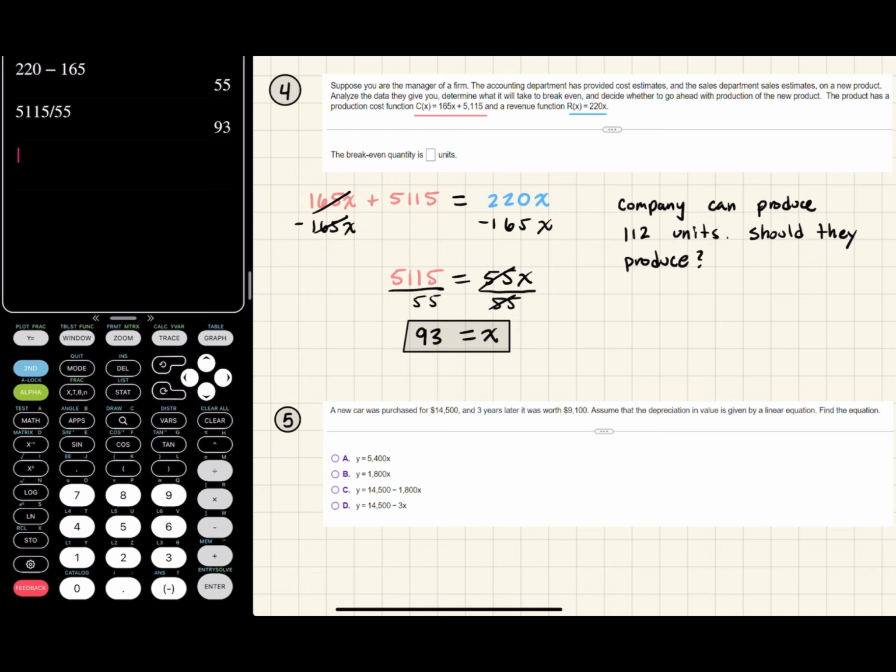And the answer to this would be, well, if we need to make 93 items to break even, then if we make more, that should be profitable, given that this is a linear function. So the more the merrier. Yes, if we can produce 112 units, that's better than 93. So we should go ahead and produce this product.